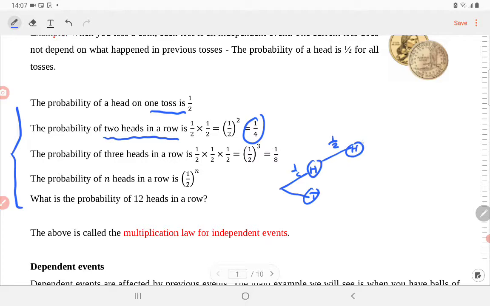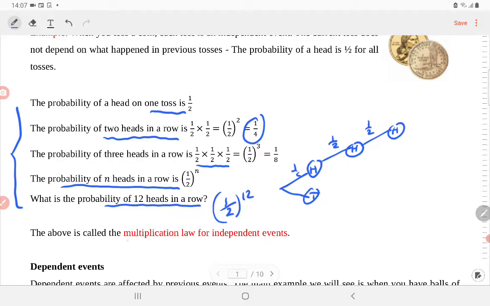If we continue our tree and you want to know the probability of three heads, it would be a half times a half times a half, and that's 1/8. So the probability of getting n heads in a row is a half to the power n. So you could think about what's the probability of getting 12 heads in a row. That would be a half to the power 12, which is a very small number. So if you're playing a game, your chance of getting 12 heads in a row is basically almost impossible. Not zero, but very close to it.